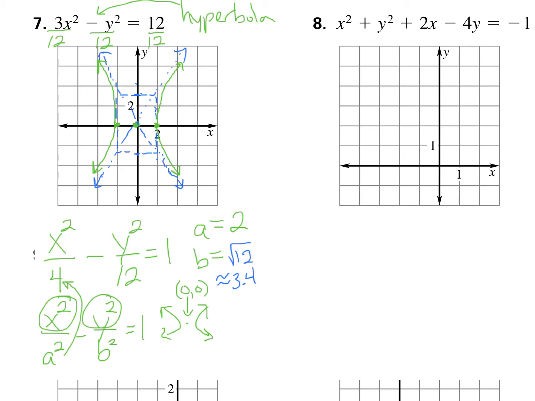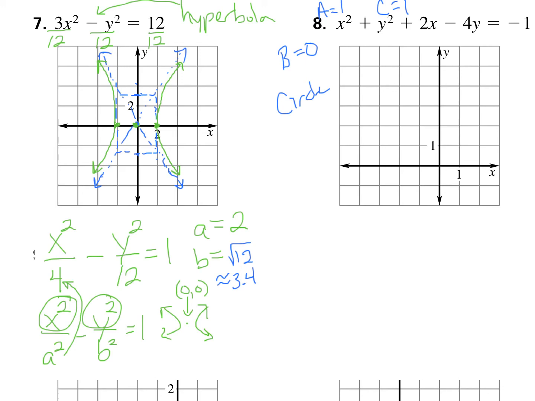Now taking a look at number 8. Number 8's a little bit trickier because it's not written in a form that we can readily recognize. So what we have to do here is take a look at the fact that we know that a is equal to 1 and c is equal to 1, and b is equal to 0. We don't have an xy term, so that means that b is equal to 0. Well, if b is equal to 0 and a and c are equal to each other, then we know that we have a circle.